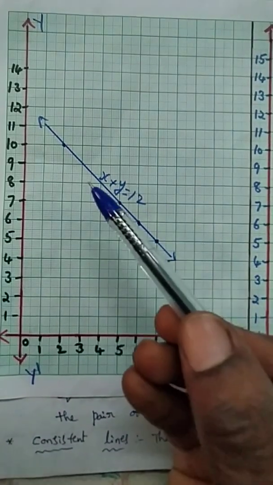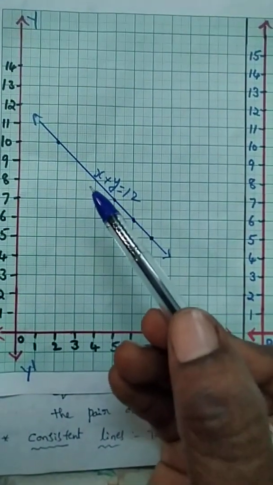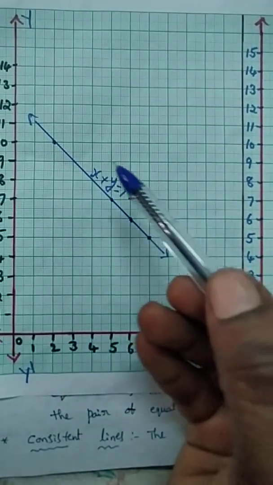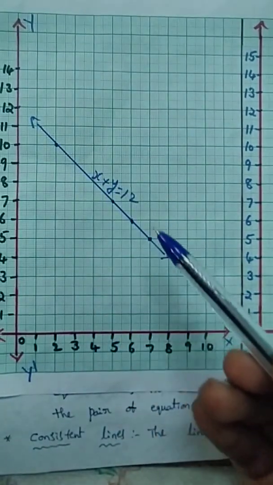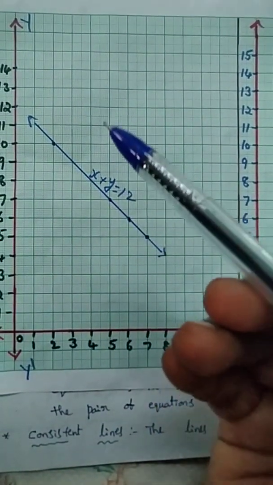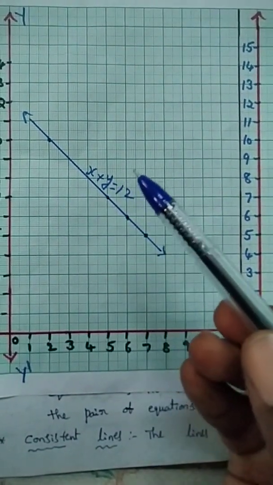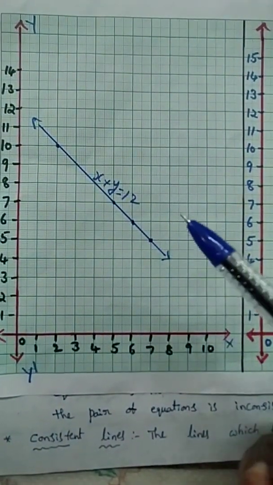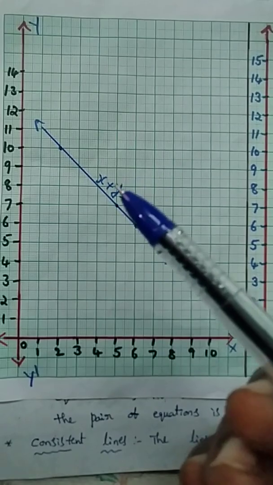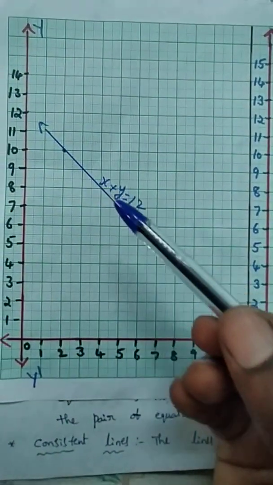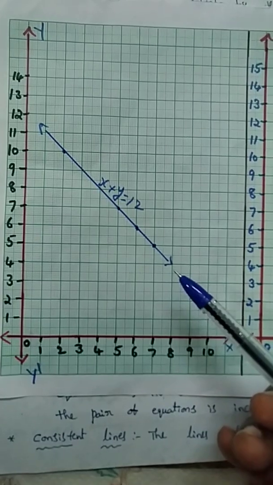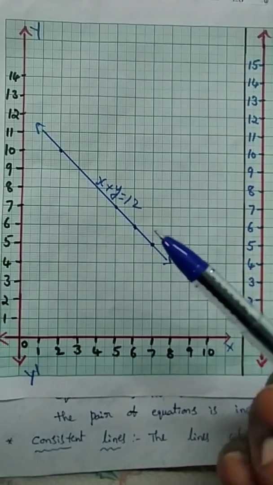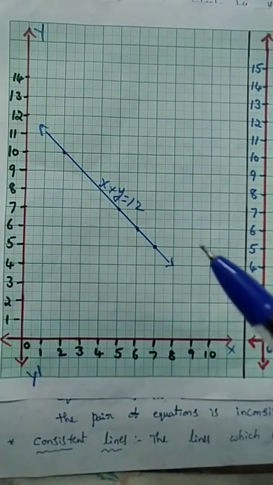The name of that straight line is x plus y is equal to 12. Already we know that it is a linear equation in two variables. The general form of a straight line is also a linear equation in two variables, ax plus by plus c is equal to 0. So the graphical representation of a linear equation in two variables is one straight line, and a pair of linear equations is represented as two straight lines.